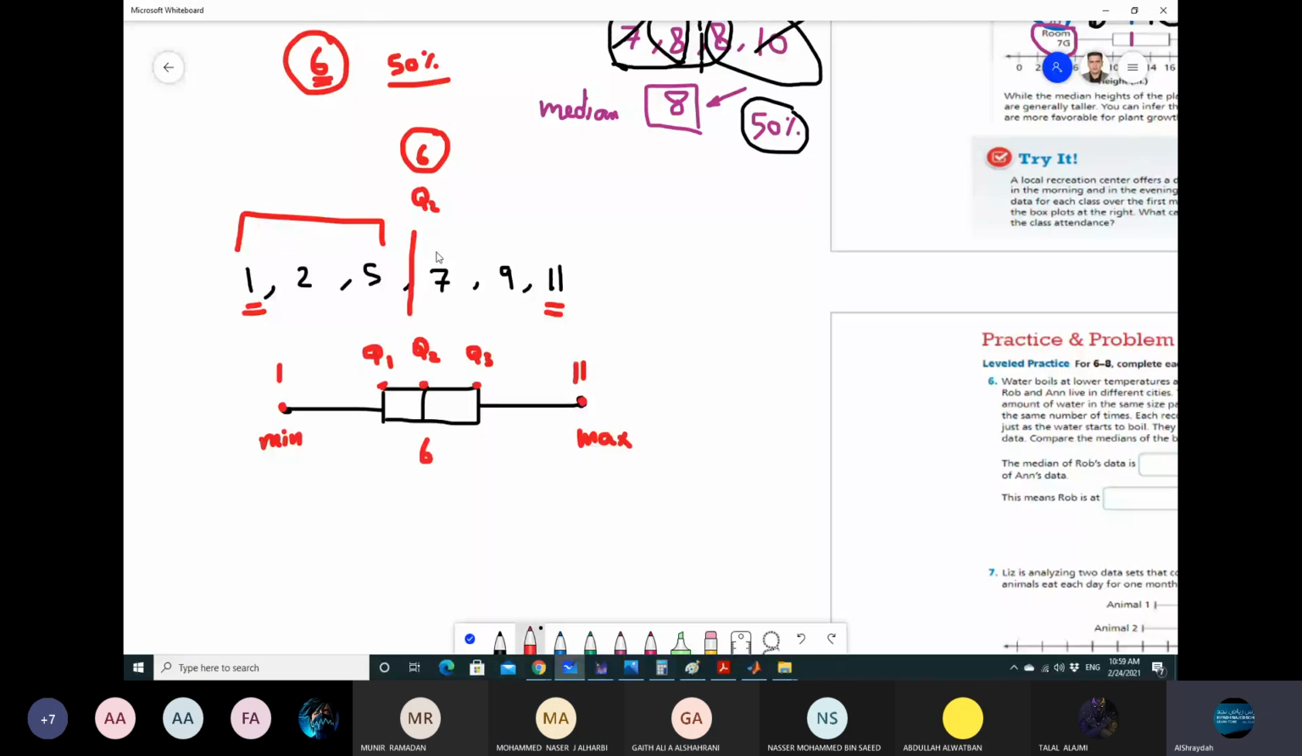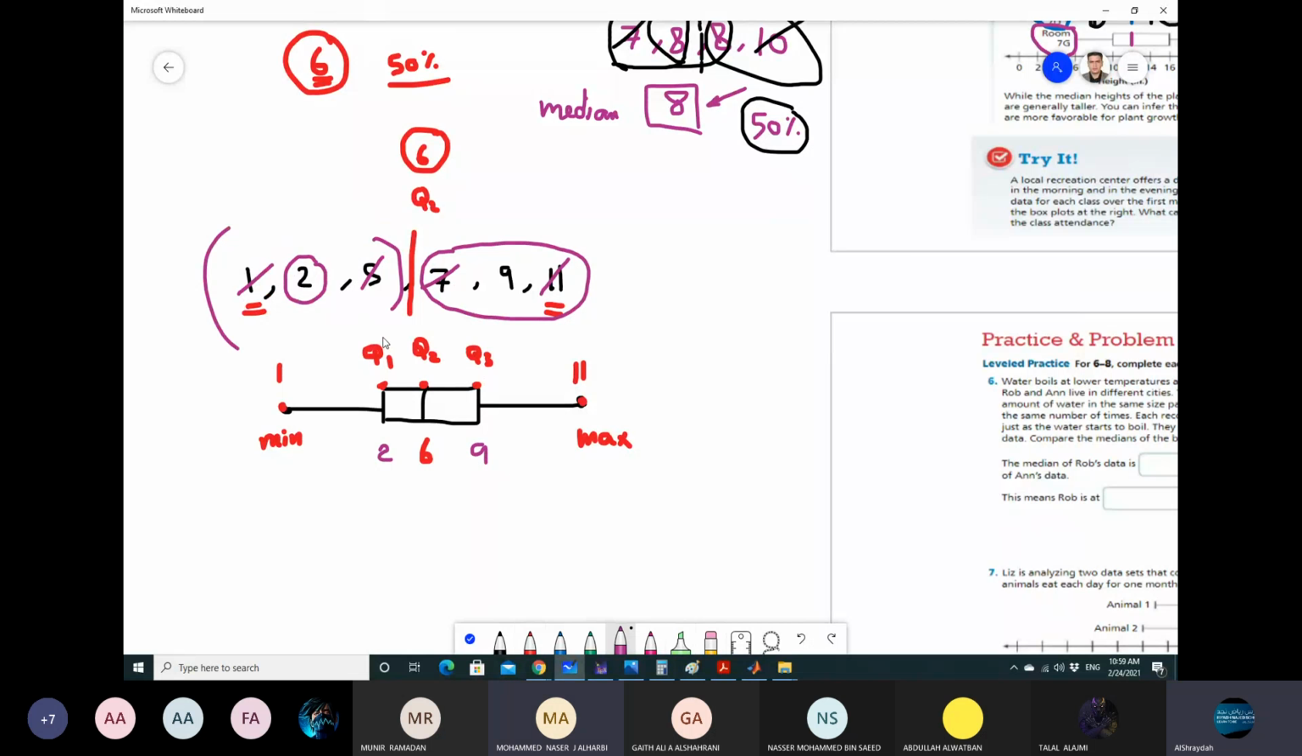Now, we already found Q2. Now, let's find Q1. How to find Q1? Here we have two groups, this group and this group. Find the median of this group. Just remove this point with this point. We have one value. So what is the value of Q1? 2. Excellent. And what is the value of Q3? Remove this point with this point. It's 9.